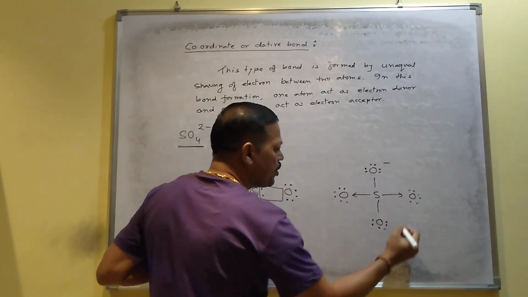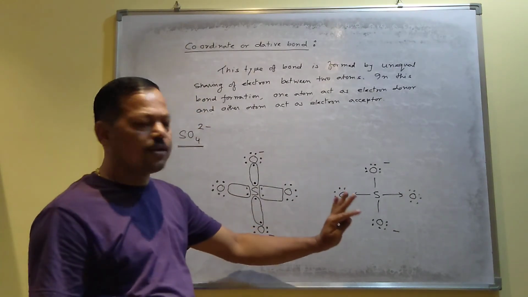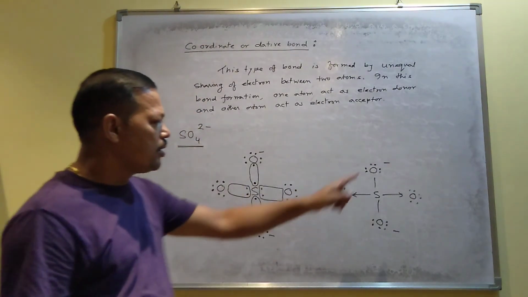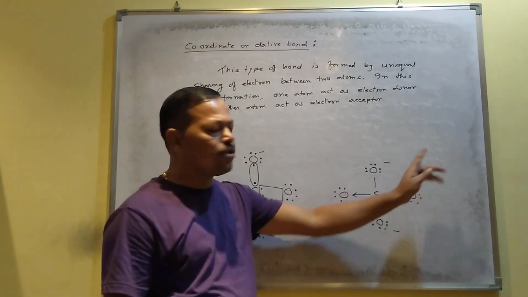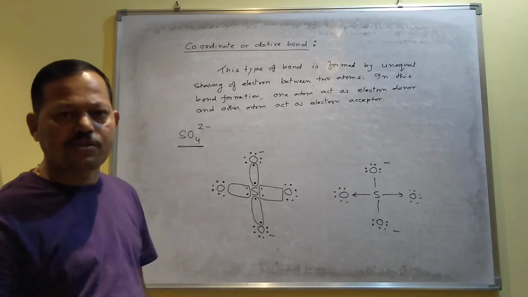This is the negative one, this is your negative one. So in this way you can represent the dot picture of sulfate. This 2 minus you can write outside of the square bracket also. So in this way you have to apply the dative bond concept.